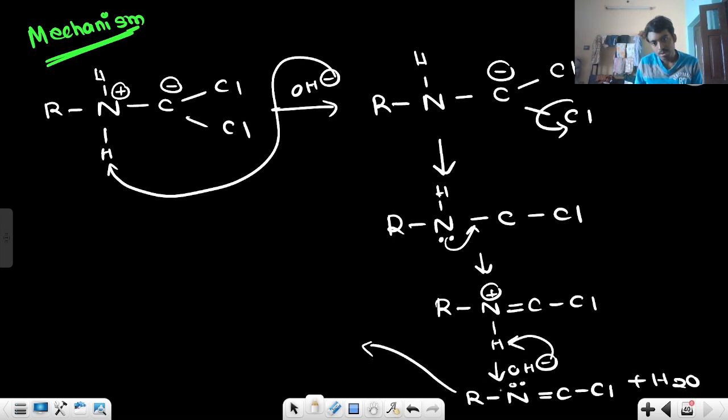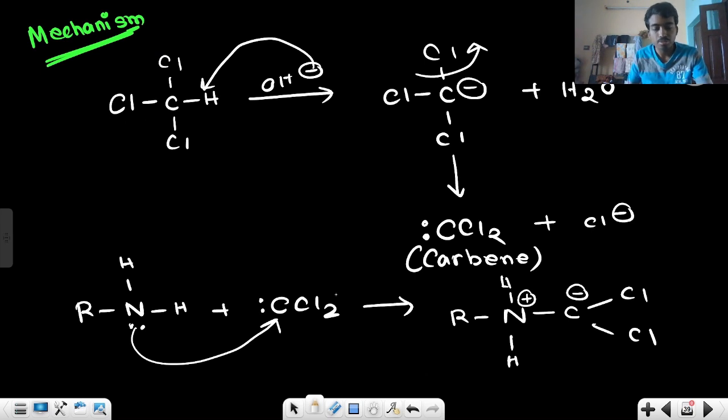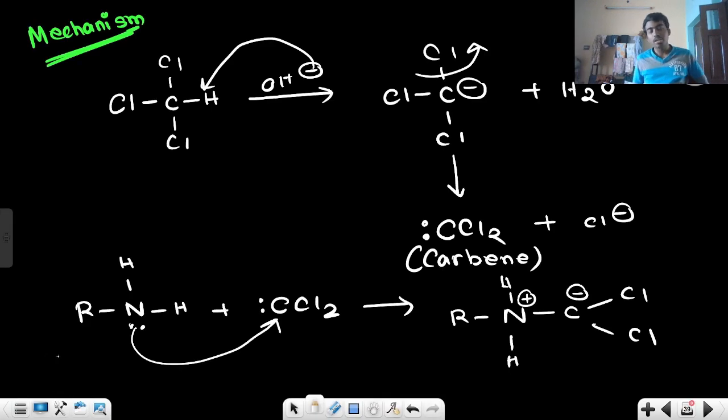Now here this lone pair is donated over here again. So ultimately you can see RN triple bond C, and this Cl is knocked out. So RN triple bond C plus Cl minus; HCl will be formed. Okay, this is the final product. Clear? RNC will be the final. This is the entire mechanism for the carbylamine reaction, which you have to remember. For JEE, not for ISC. Alright? Carbylamine reaction clear?